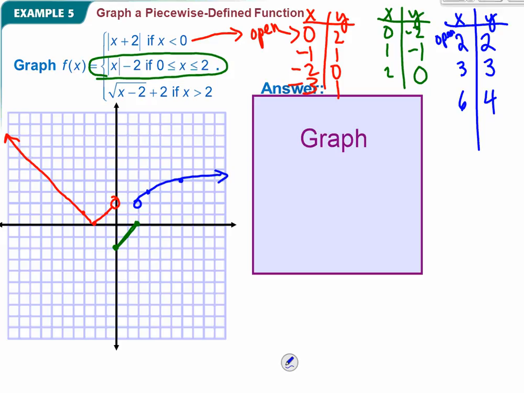Got the piecewise? And you can use a table of values if you need to. I'm going to give you time to work on homework. What is it? Number 5.